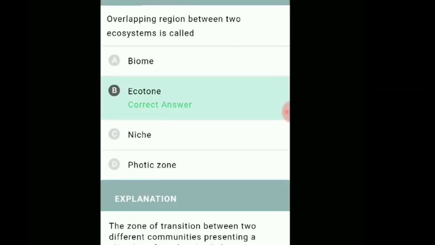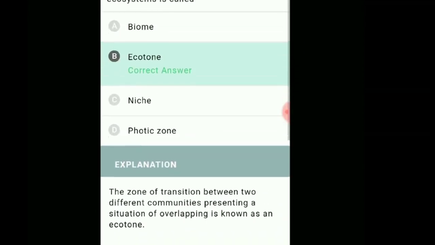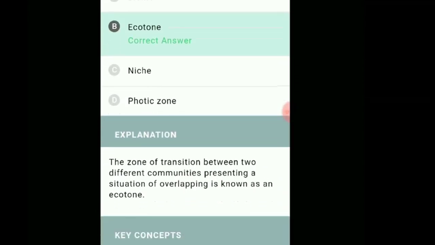Question number 76. The overlapping region between two ecosystems is generally called the ecotone. The zone of transition between two different communities presenting a situation of overlapping is known as ecotone.